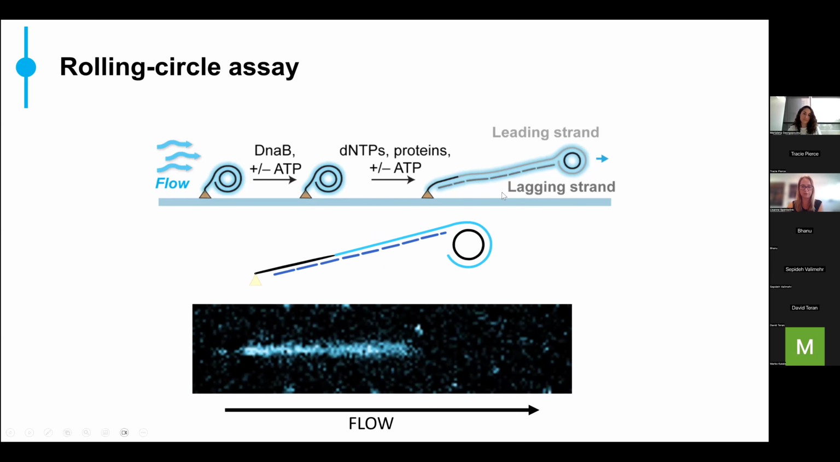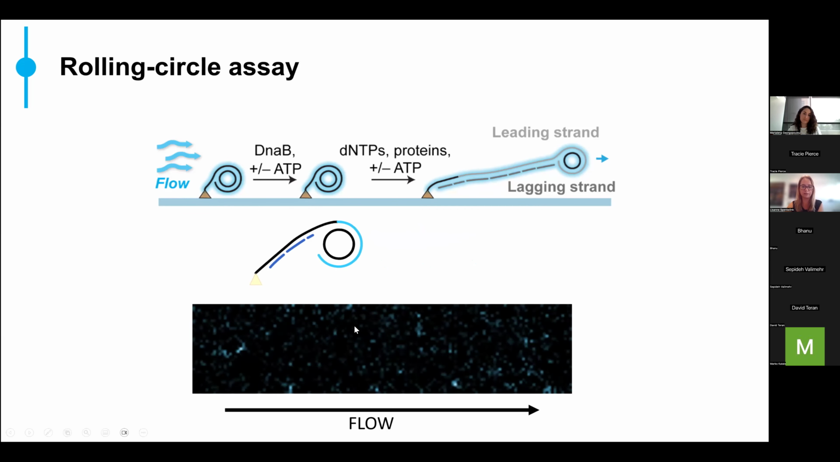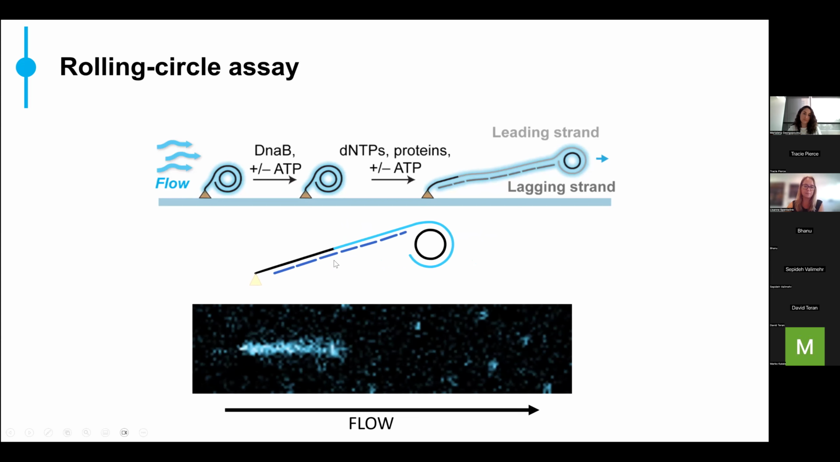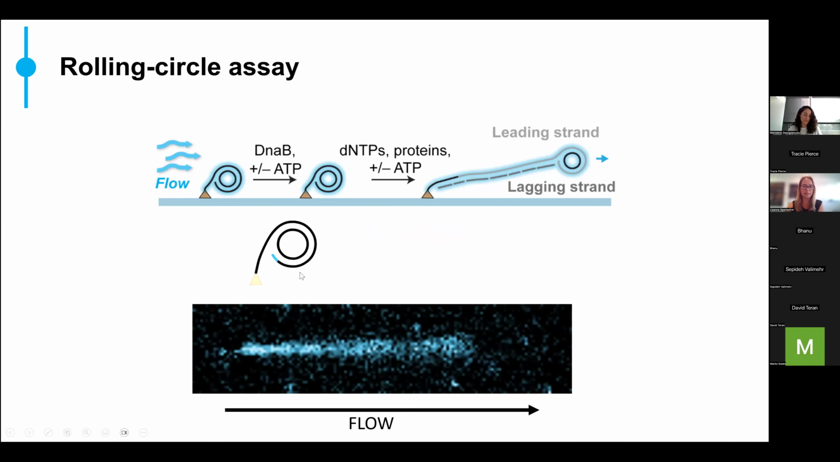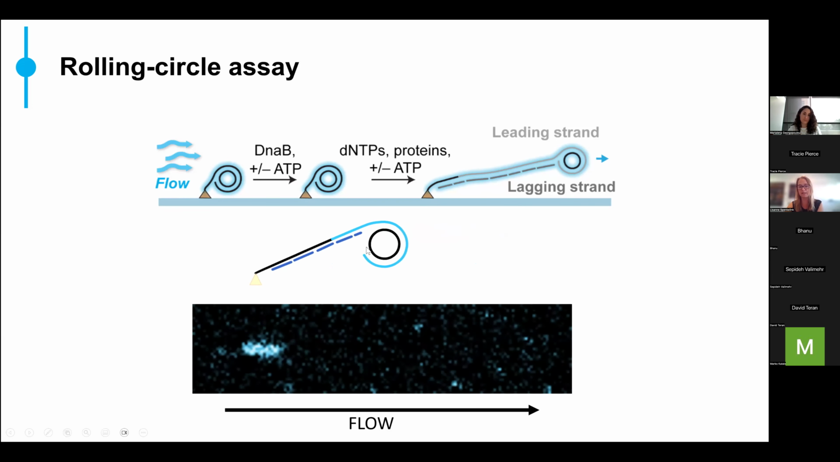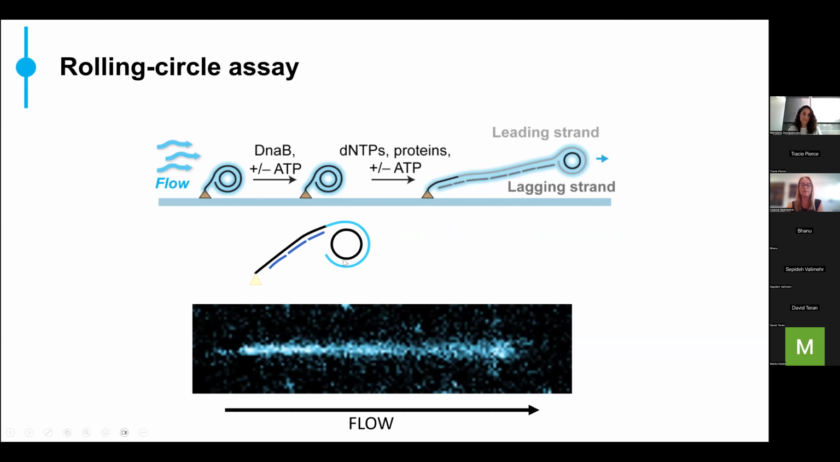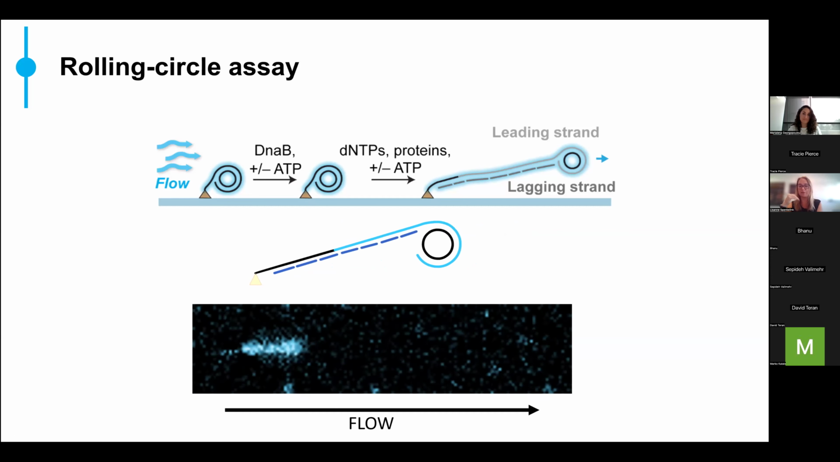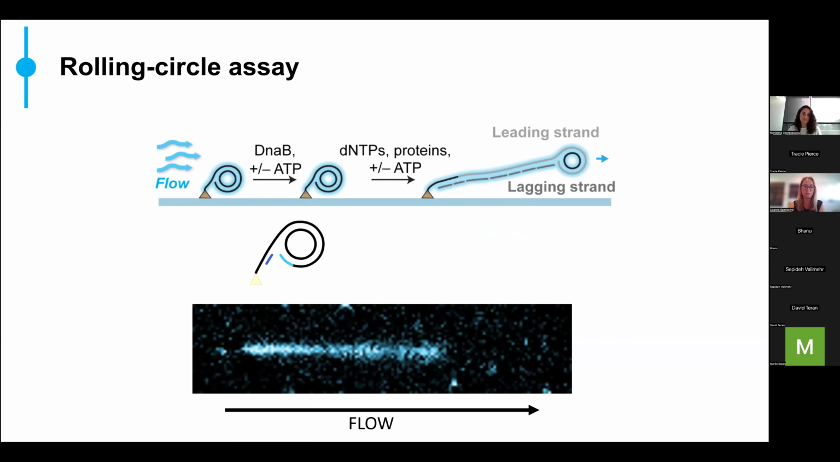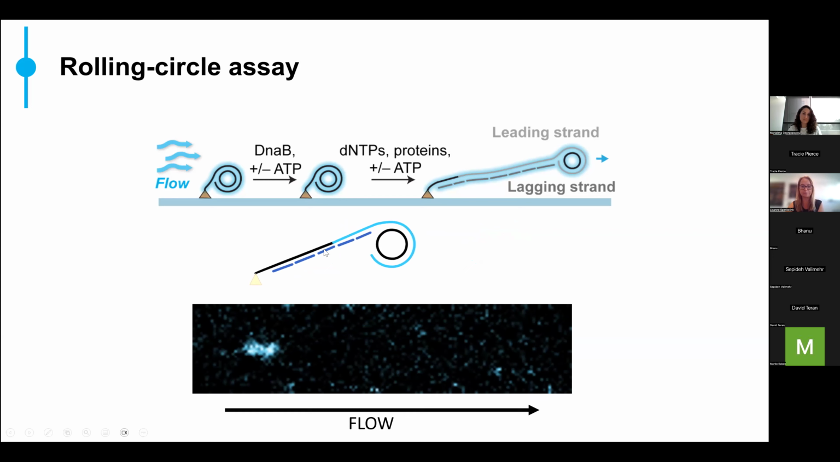So the animation at the top here and the actual movie down the bottom, they're both looped. What you see is that when replication starts, the inner circle forms the template for leading strand synthesis, which you can see in the light blue color. And then this newly formed leading strand can form the template for lagging strand synthesis, which is what you can see in the dark blue color there.